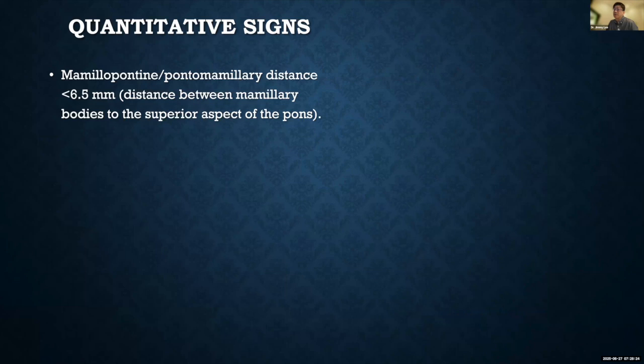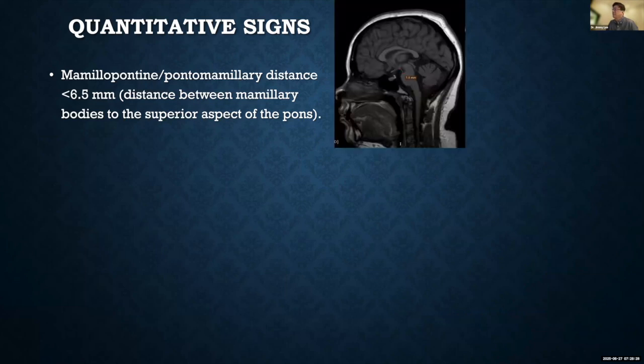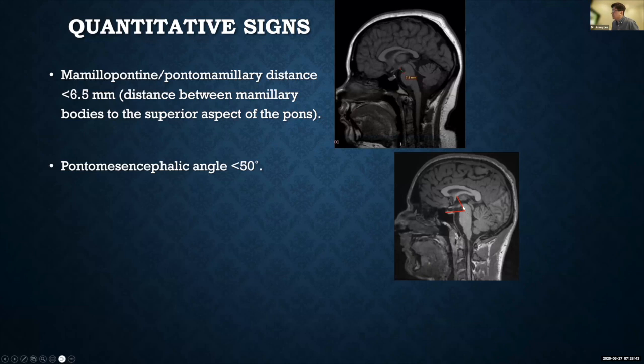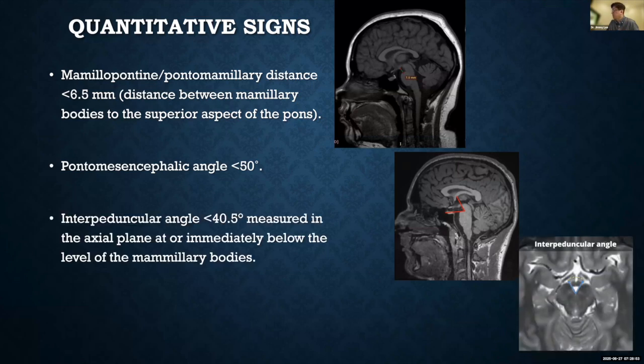Now, there are actually quantitative measures, like the distances I've mentioned, and people have given numbers. If you measure the distance between the mamillary body and the pons, called the mamillopontine distance, below 6.5 mm is considered abnormal. Same thing with the pontomesencephalic angle. You take the angle between the midbrain and the pons. Abnormal would be below 50 degrees. Depending on which literature, they report slightly different numbers, but very similar. And the interpeduncular angle can also be measured.